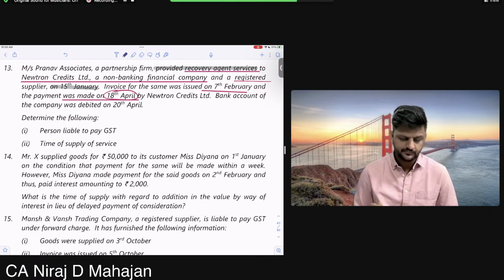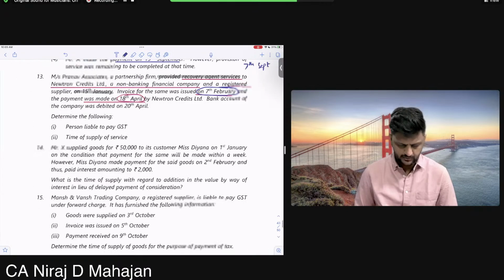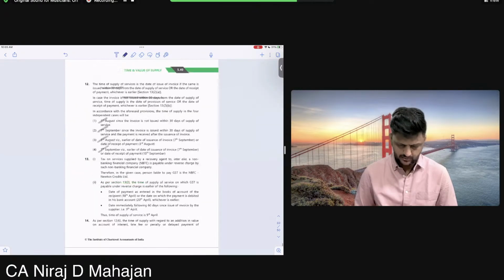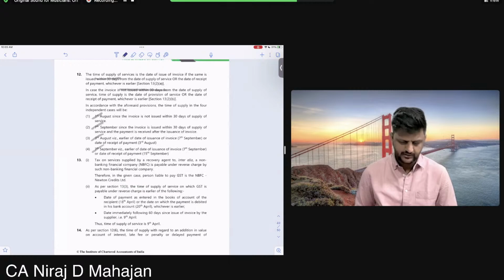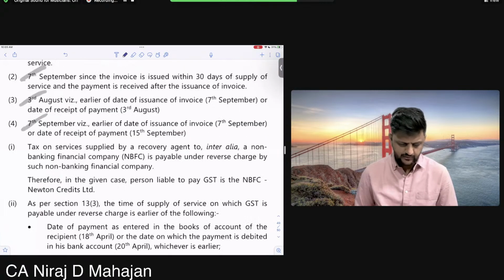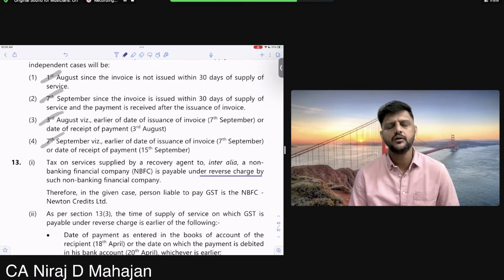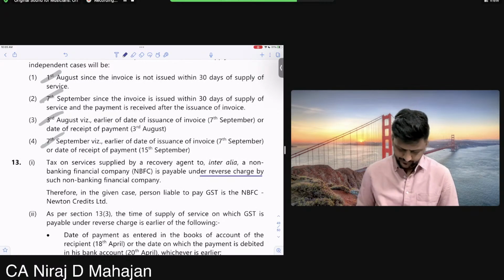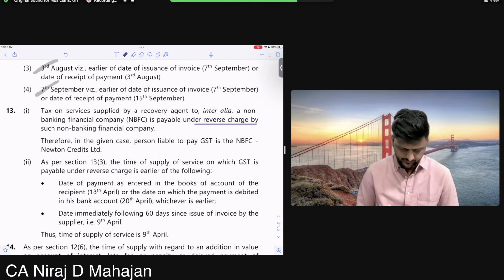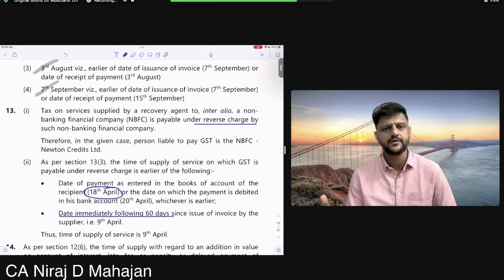Yes, let's go. The invoice was issued on 7th February. Let me just confirm. 13th. It is a reverse charge. Recovery agent. Okay. So again, 61st day. Understood? For the date of invoice or date of payment, we'll take 18th April, not 20th April, because whichever is earlier.